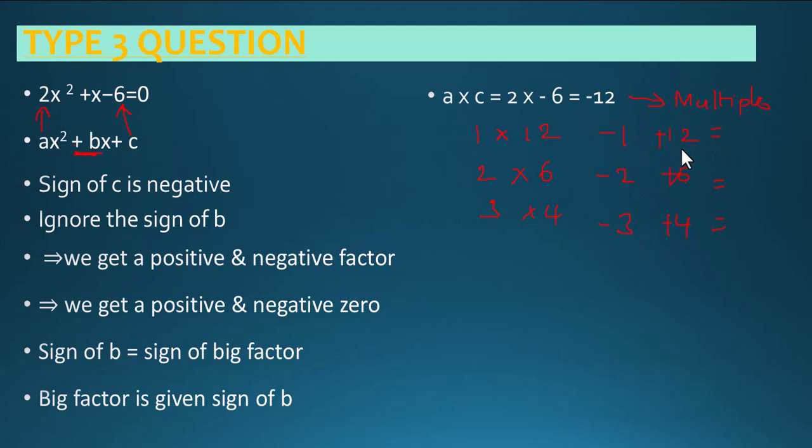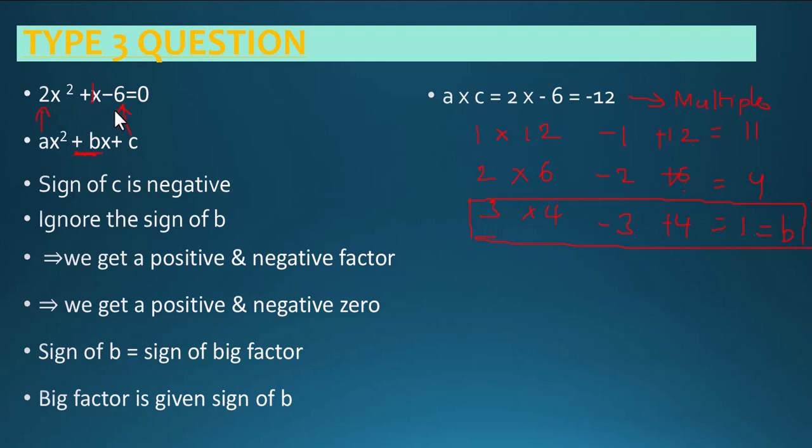Minus 1 plus 12 equals 11, minus 2 plus 6 equals 4, minus 3 plus 4 equals 1. And here we can see b equals 1. So here we are getting 1 for this combination of factors. So that's how we identify it for this quadratic polynomial.